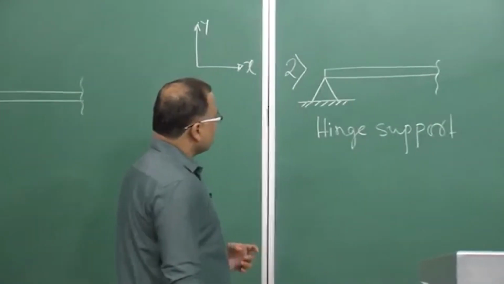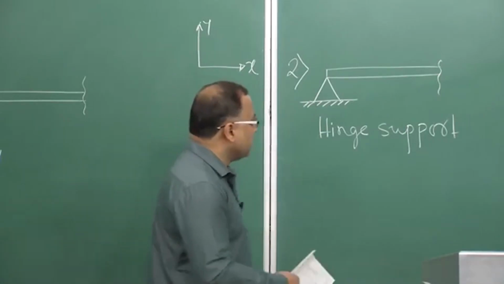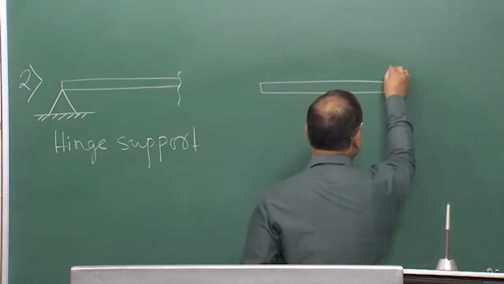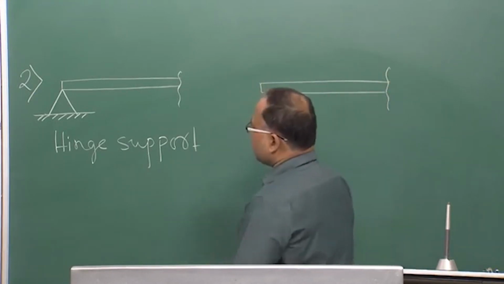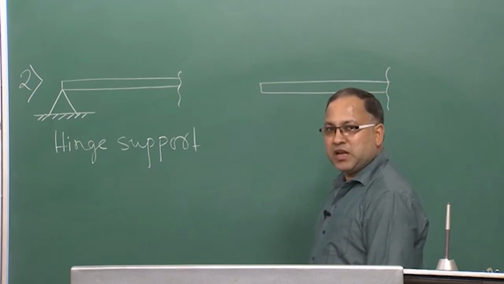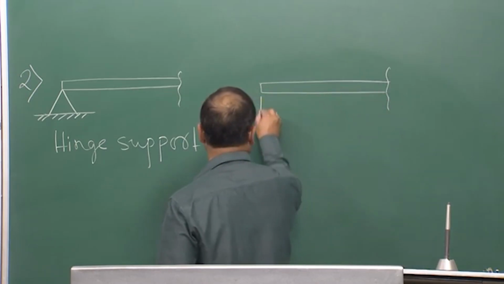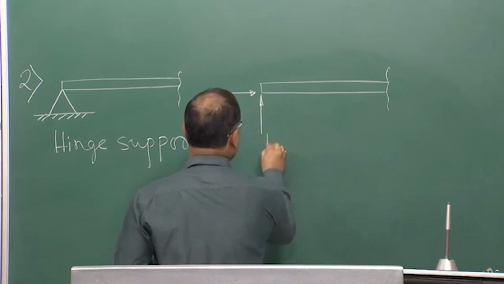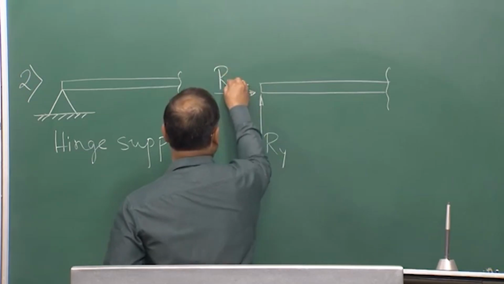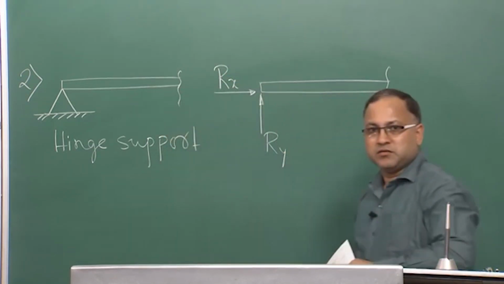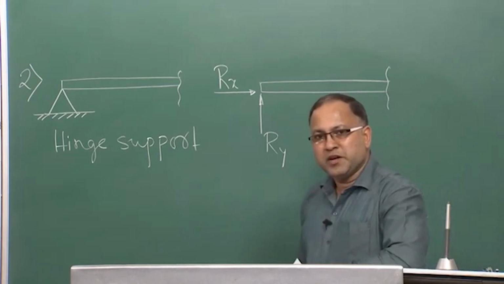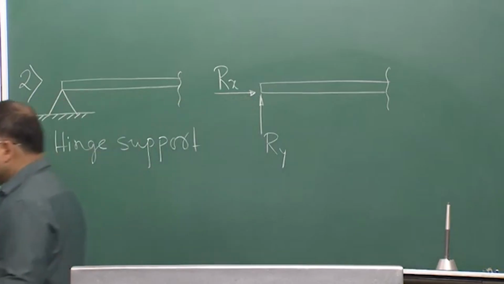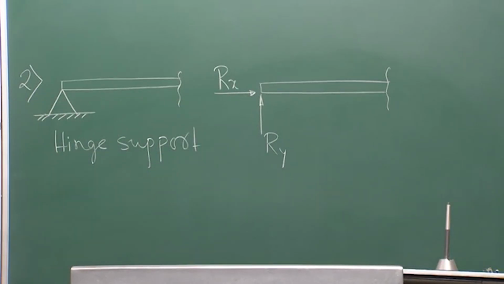Okay. So, if I want to draw the free body diagram of this beam, how should I draw it? So, this is the beam. It restricts horizontal movement as well as vertical movement. Therefore, I should get two reactions, R y and R x. And what about moment? There should not be any moment reaction because rotation is allowed. Okay. Fine.